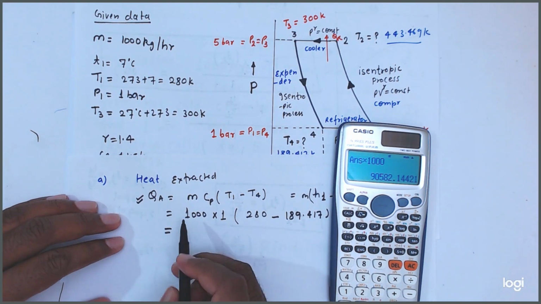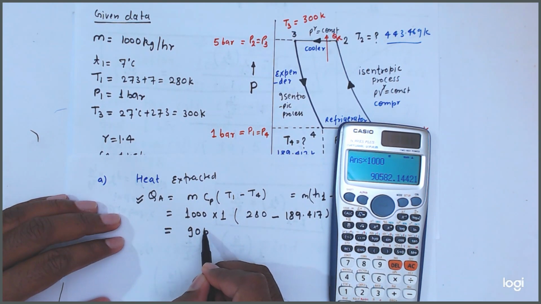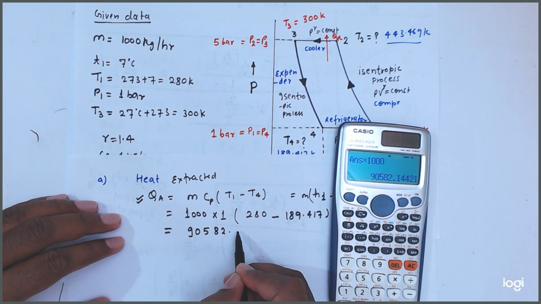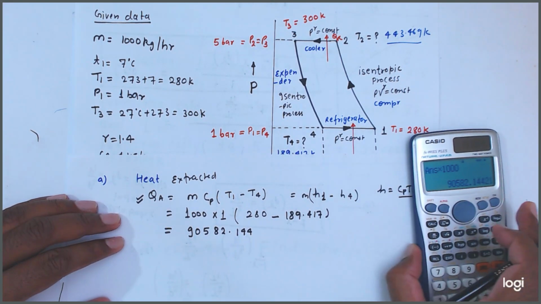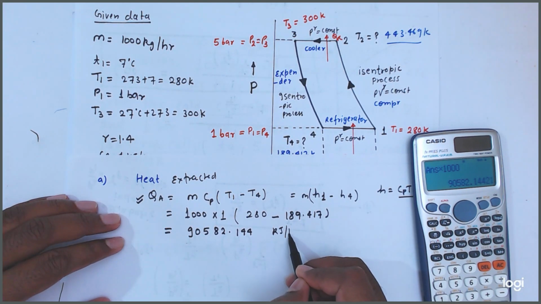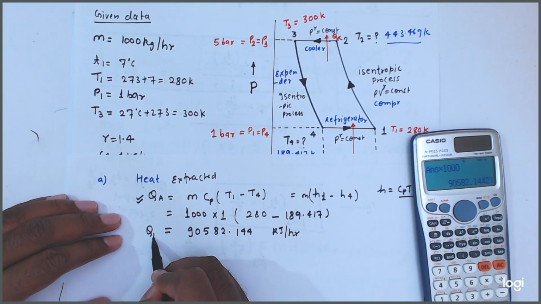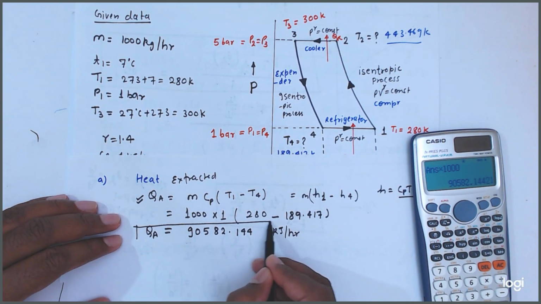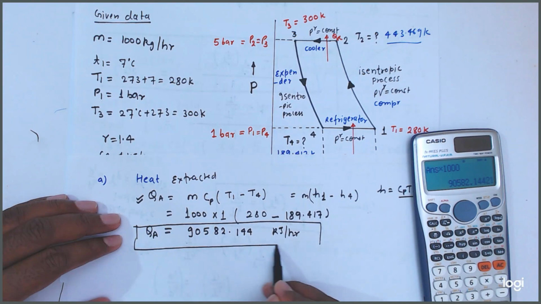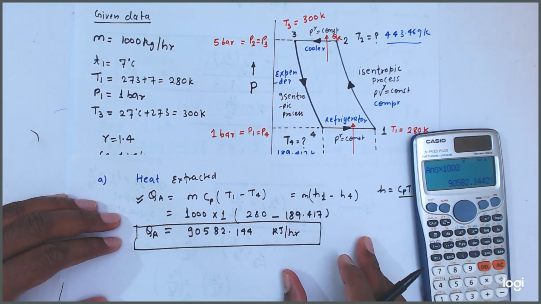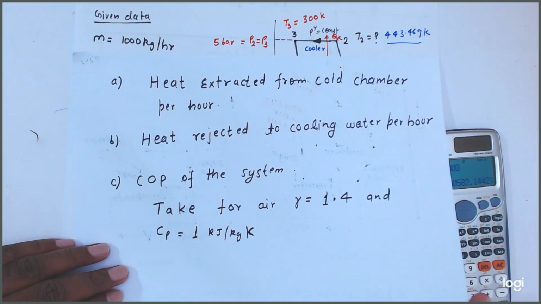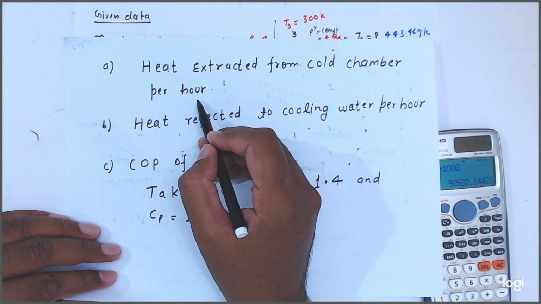So it will give, friends, 9058.2144 kilojoule per hour. Okay, so this is the heat extracted. Getting, friends? This is the heat extracted because it is asking in per hour.